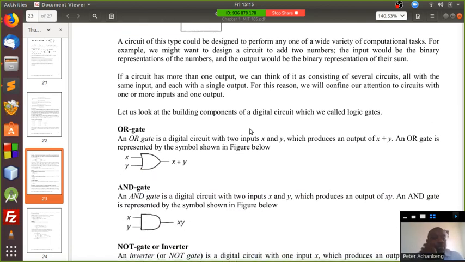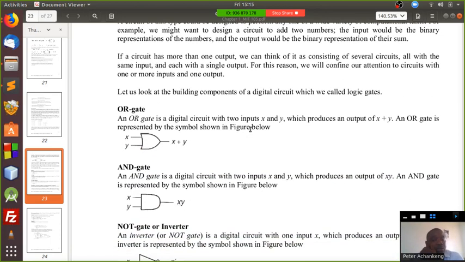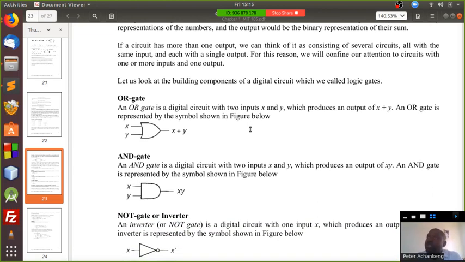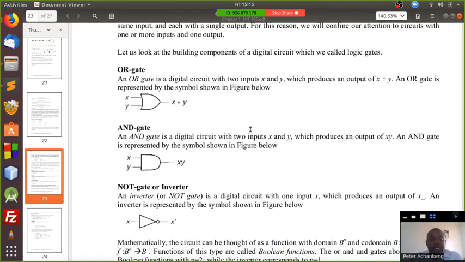Now we are going to look at some basic components that make up a digital circuit, and these are called gates or logic gates. The first type of gate that we can use is the OR gate, and it's represented with that shape there. See that the OR gate takes X and Y as input and gives you X plus Y as output.